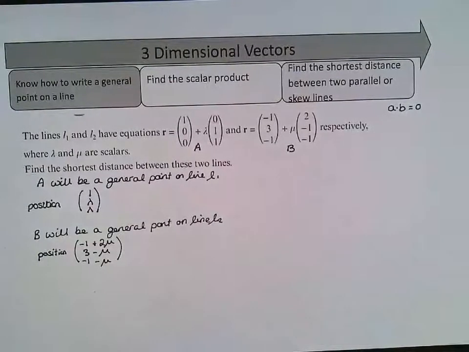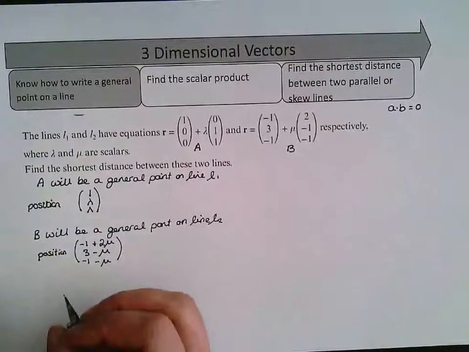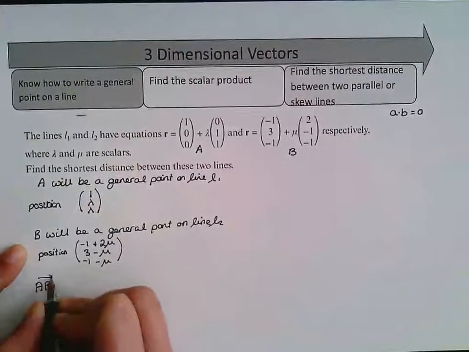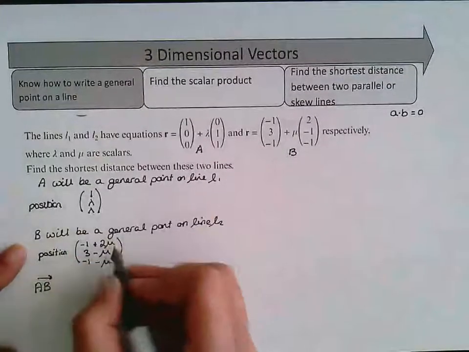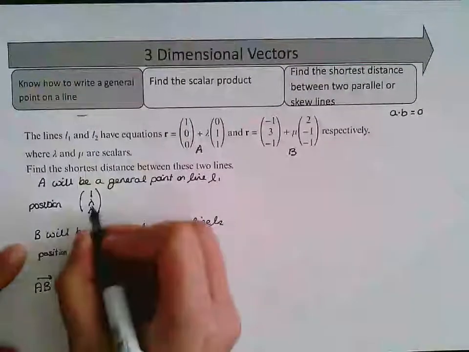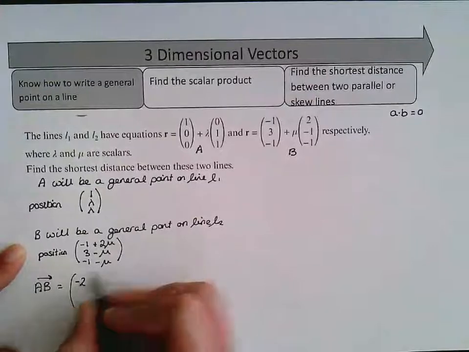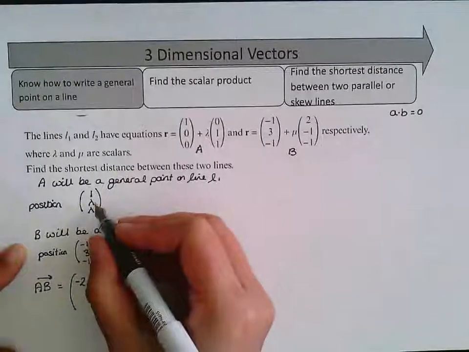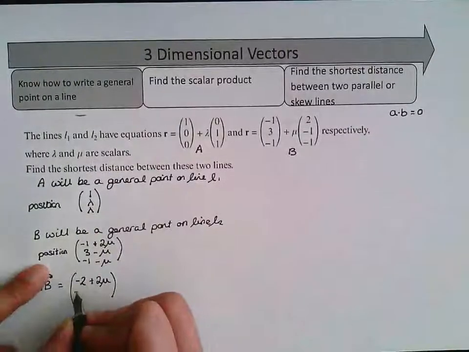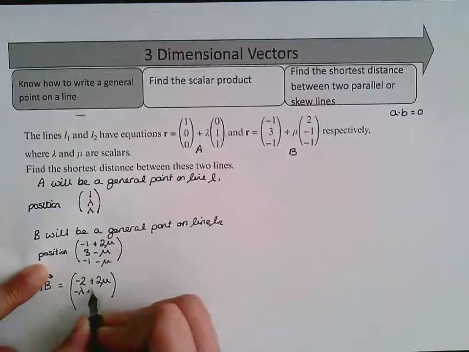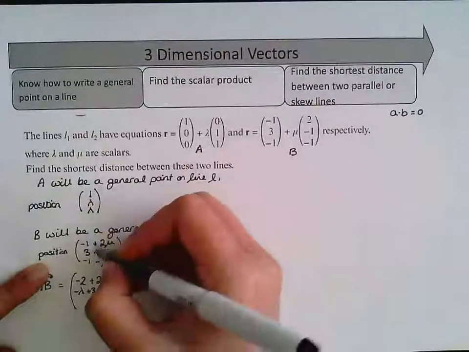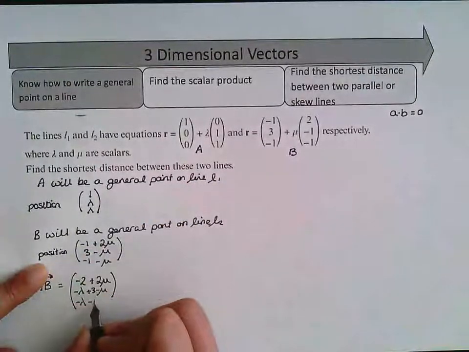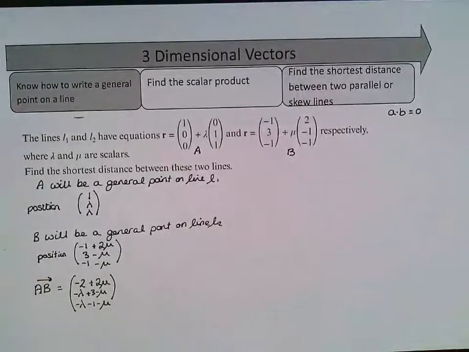So we know we're going to look for the shortest distance, so we need to know how to move between these two. I'm going to work out the distance of A to B. How do I get from here to here? Well, I need to take away 2, but then I also need to have this 2 mu appear, so plus 2 mu. The lambda needs to disappear, so I've got to take away that lambda. And then these two need to appear, so that's how I'm getting there. Again, the lambda needs to disappear, and I need to take away 1 and take away mu. So this is a movement vector.